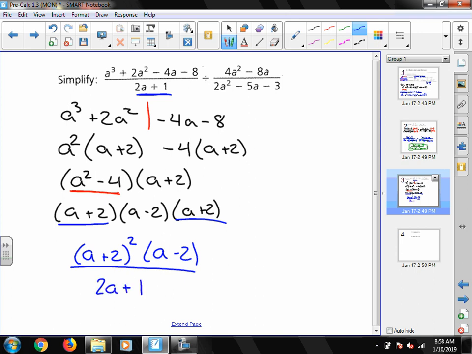the way it is. So we keep the first fraction. We're going to change division to multiplication, and we're going to flip the second fraction. When we flip this, let's make sure we get this factored correctly. 2a squared minus 5a minus 3 is going to break down into 2a plus 1 and a minus 3.